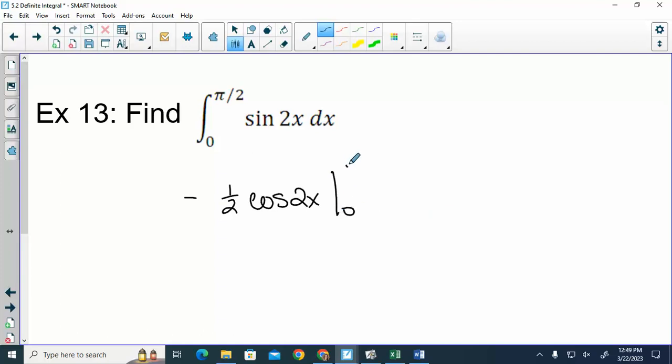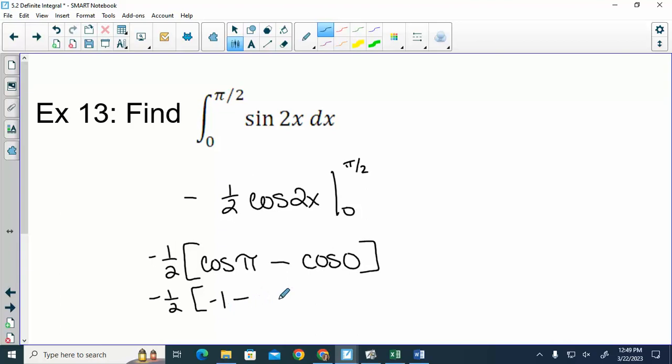I'm going to evaluate from 0 to pi over 2. So I'm just going to pull that negative 1/2 out. So I have cosine 2 times pi over 2 is pi, minus cosine 2 times 0 is 0. Cosine pi is negative 1 minus 1. Negative 1/2 times negative 2, so positive 1. Much, much faster than how we have solved these problems previously. Alright.